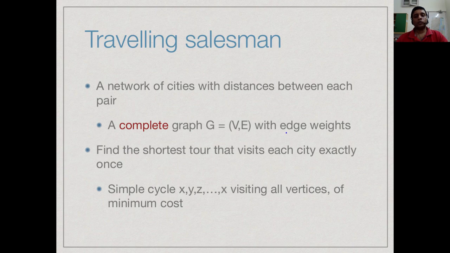So the salesman's goal is to visit every city on this map. The salesman wants to find the shortest tour that visits each city exactly once. In a graph theoretic sense, what it means is that you have a simple cycle. Simple cycle means that no nodes repeat. I don't visit the same vertex twice, and the tour starts and ends at the same vertex. That's why it's a cycle. So we start and end at the same city, visit every vertex in between, and of minimum cost.